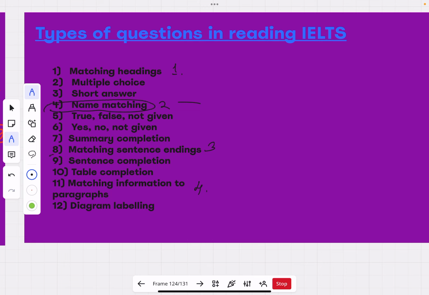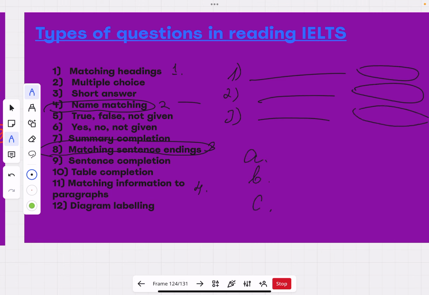Next one, matching endings. There will be some sentences, but with no endings, right? And you'll be given several endings. You need to match the endings to these sentences. So this is the type of question.